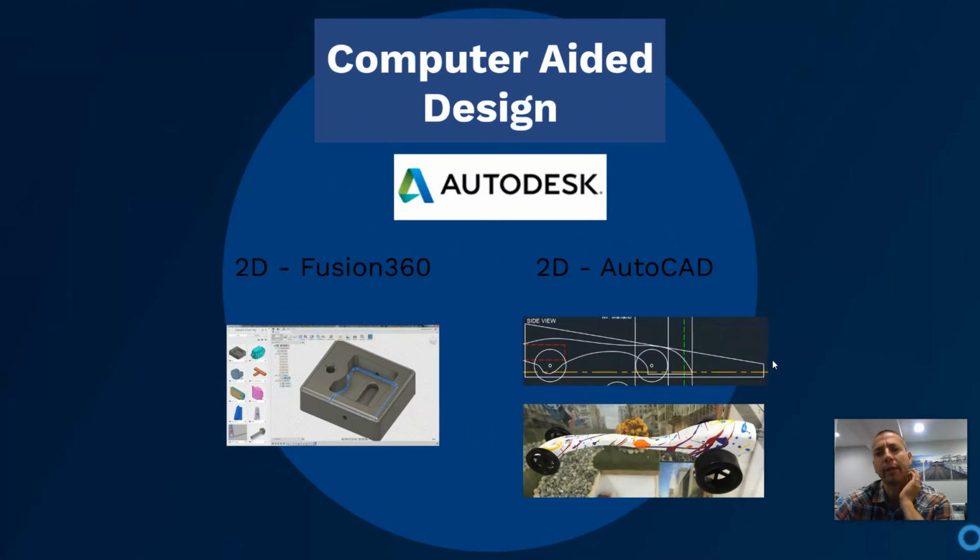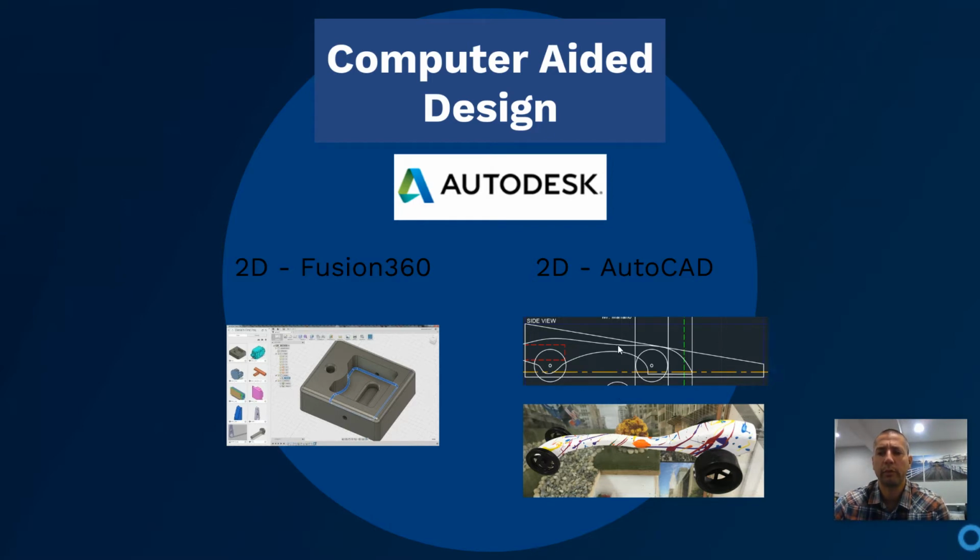Then we go over to some other fabrication activities using some computer-aided design software from Autodesk. This is great because it prepares your student for the next few classes that they are going to have an option to take. We have Fusion 360 and AutoCAD as two basic software programs. One is 3D and one is 2D.